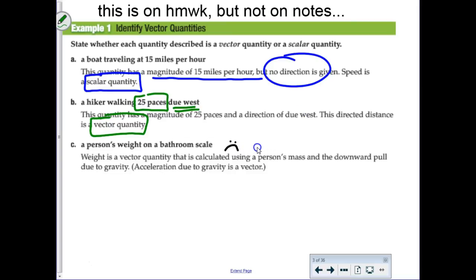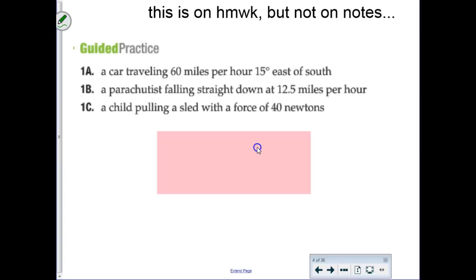A weight on a bathroom scale. Okay, this one really bothers kids because they're like, well, what do you mean? Weight is a vector quantity because weight is designated as the gravitational pull on your body, right? Downwards towards the ground. So that's kind of a sneaky question because that is technically a vector. But I wouldn't put one sneaky like that on a test, so don't worry about that.